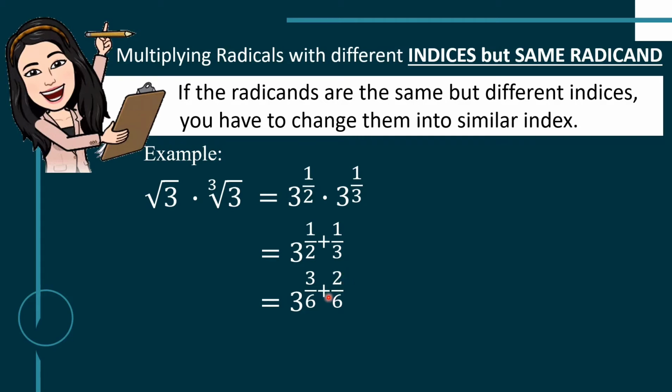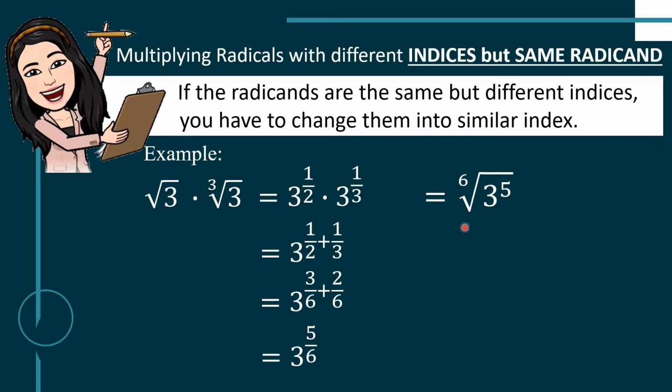Now, i-simplify lang natin, 3 plus 2, we have 5, and then copy the denominator. Okay? So, anong nangyari? Nagkaroon tayo ng 3 raised to 5 over 6. Kapag ganyan na po, pwede na natin siyang ilipat into radicals ulit. So, that will be equal to, 3, ito yung ating radicand, yung 6, yun ang ating index, and ang 5, ang ating exponent ng ating radicand.